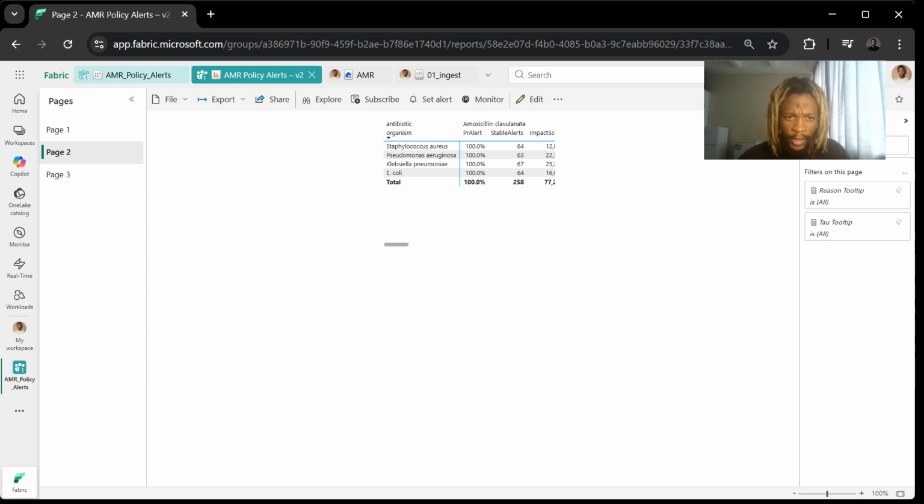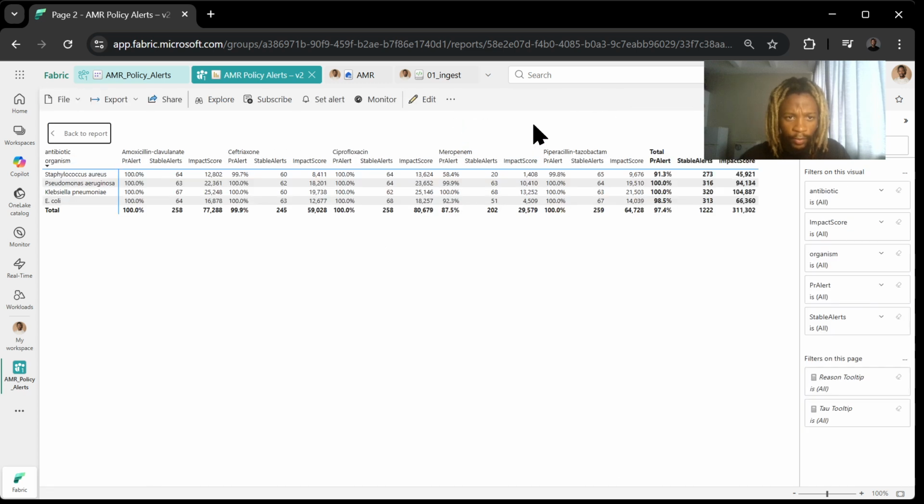Moving along to page two, what it does is that it breaks the matrix out in full. Same metrics, national totals across organisms and antibiotics. For example, E. coli plus ciprofloxacin is at 100% AMR alert with 68 stable alerts and an impact score just over 1,400,000. Clearly one of the strongest national signals.